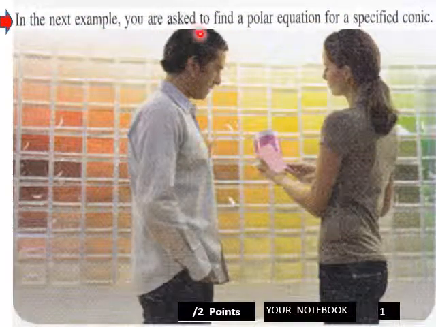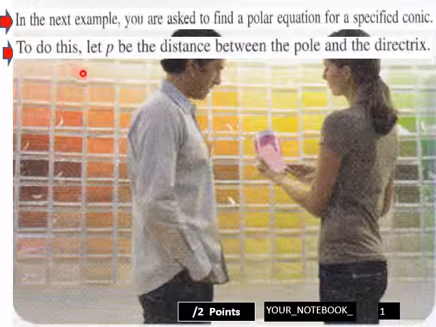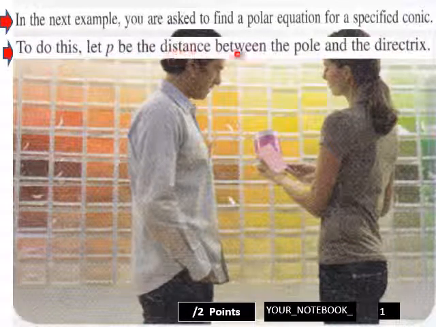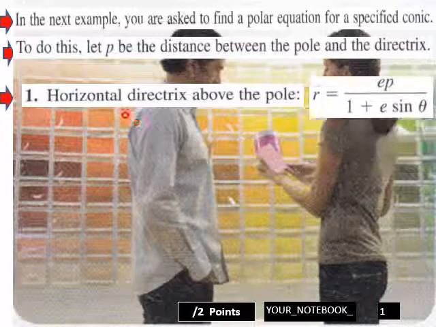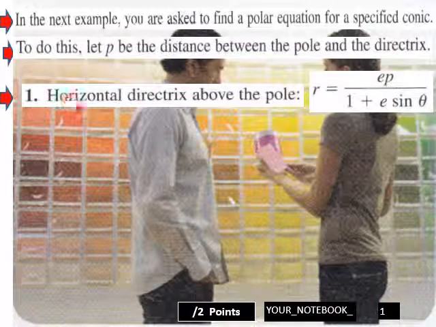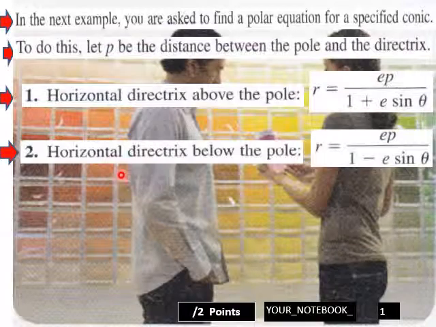Okay, in the next example, you were asked to find a polar equation for a specified conic. To do this, let P be the distance between the pole and the directrix. So, number 1, horizontal directrix above the pole, and you're going to have an equation like this: r equals ep over 1 plus e sine theta. So that's what you're going to have as an indicator of your horizontal directrix above the pole.